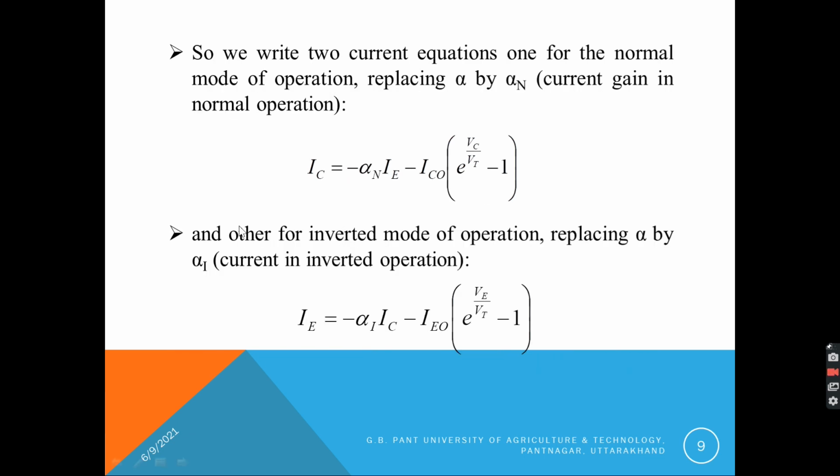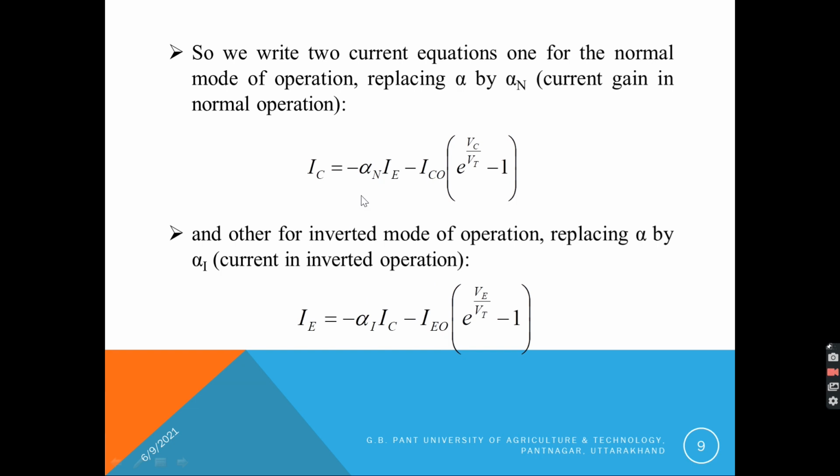So in order to represent the normal mode of operation and the inverted mode of operation, we write two current equations: one for the normal mode of operation, by replacing alpha by alpha N, which is the current gain in normal operation, and the other for the inverted mode of operation, by replacing alpha by alpha I, which is the current gain in the inverted mode of operation.